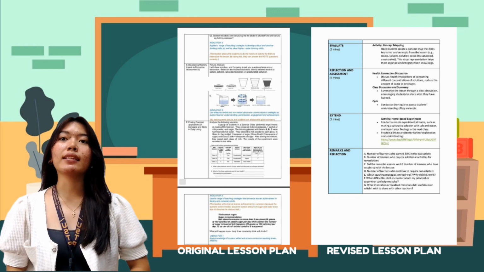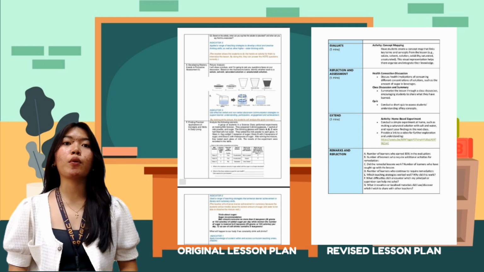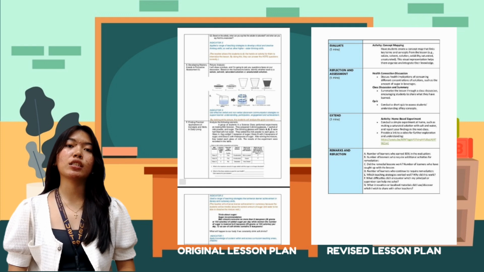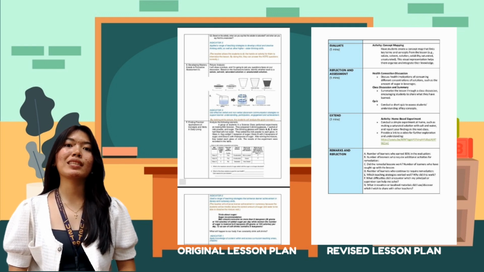So for the fifth element, assessment and evaluation, the revised plan uses a more comprehensive approach. We still included activities that were in the original lesson plan because we find them relevant to the topic, and they align with the objectives of the lesson plan, but we also added reflection and assessments, which were the help connection discussions and class discussions. In summary, this revised lesson plan includes formative assessments, group presentations, reflective activities, and concept mapping, providing a variety of ways to measure student understanding and progress.